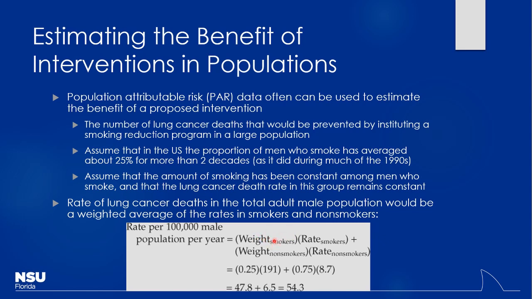It's not their actual weight, but it's again looking at the risk of death due to lung cancer in those patients times the rate of the smokers. Here's the rate of the actual lung cancer deaths. Here's the percentage of the population that are considered to be smokers, in this case 25%, versus the weight of non-smokers, which would be everyone else in the population, so 75% times that 8.7. When you multiply this out, you'd see that of the total adult male population, 54.3 people were dying of lung cancer per 100,000 per year, okay?